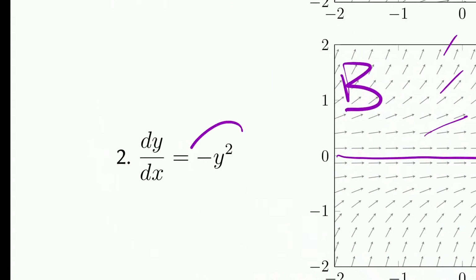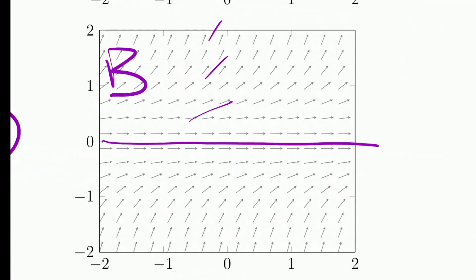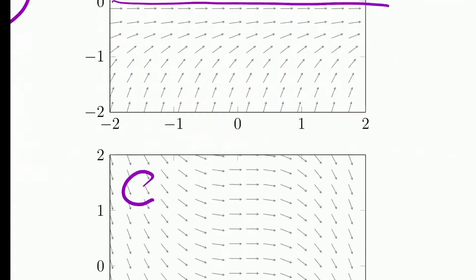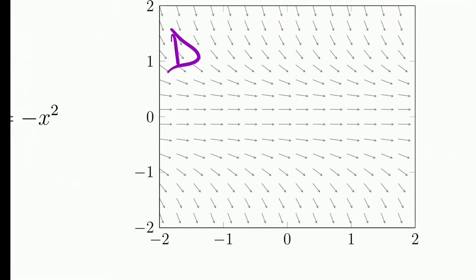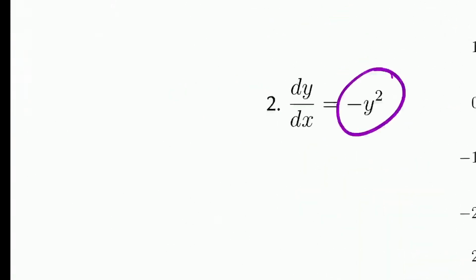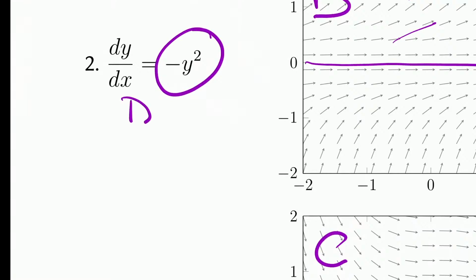In the same way, for negative y squared, slopes as you go up are going to be negative. Here it's horizontal at y equals 0. When y equals 1, you have a slope of -1. Y equals 2, slope is -4, and so on. So we want to see something like this, only instead of getting steeper upward, it's going to go downward, which is this one. Notice that here the slopes are 0, then negative, and they get more negative as you go up and more negative as you go down. So that's letter D.